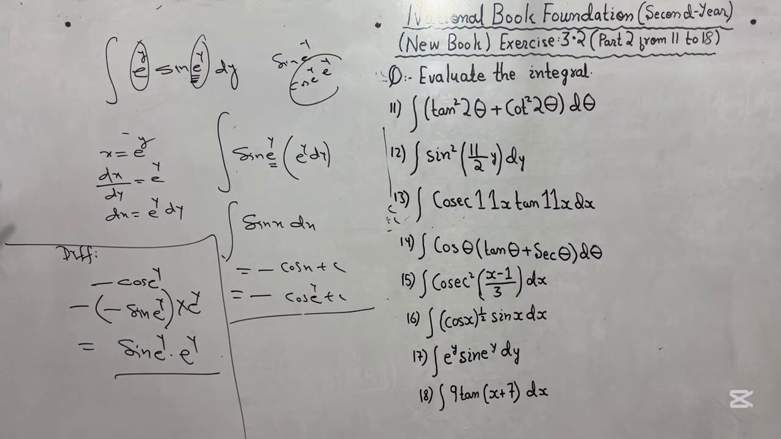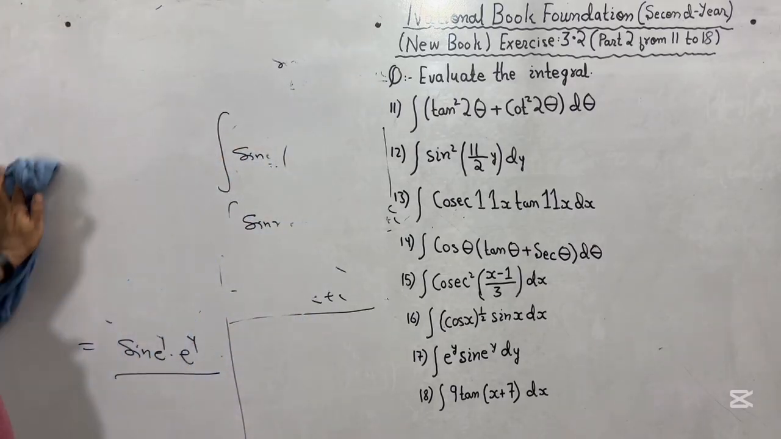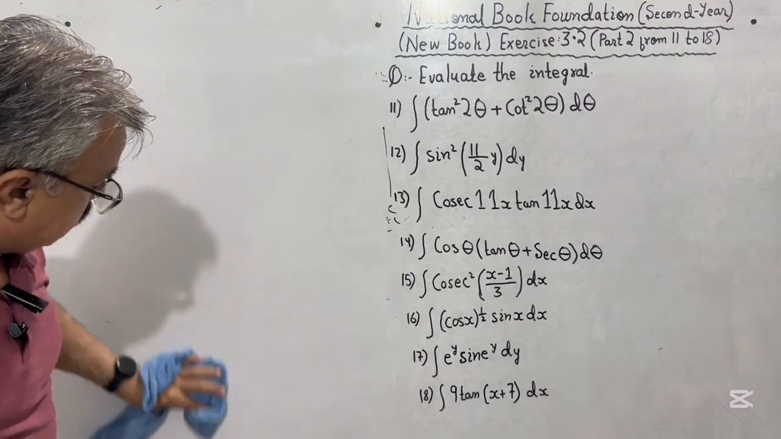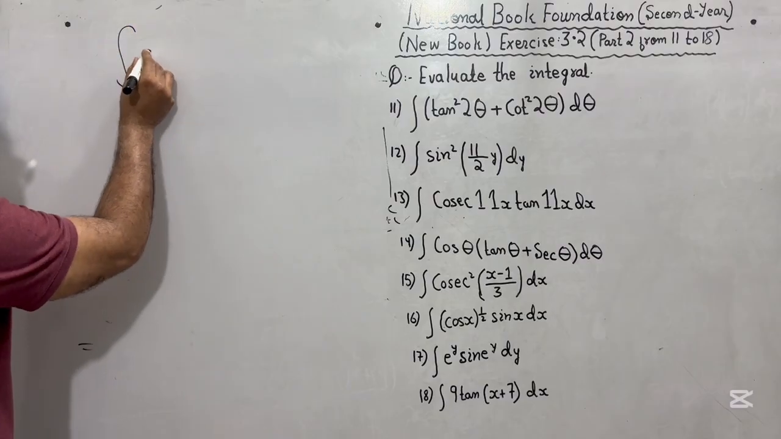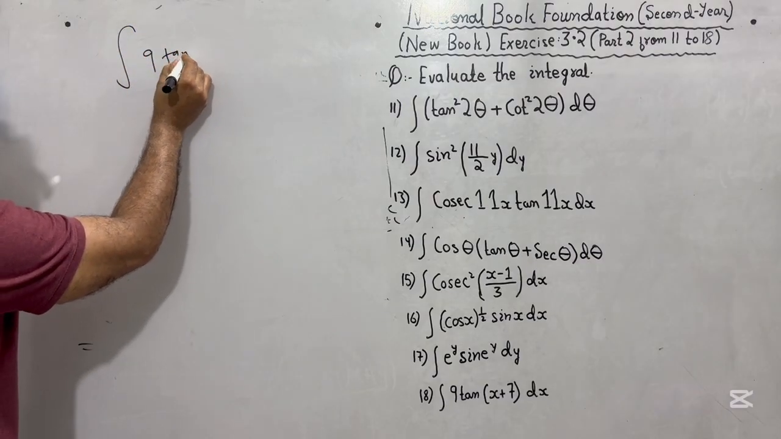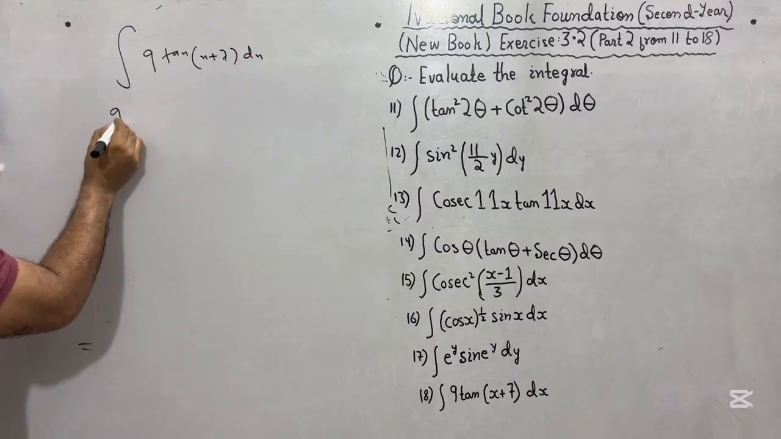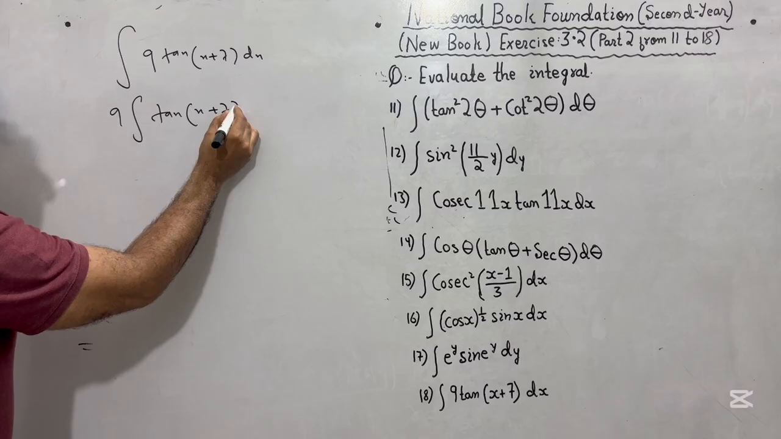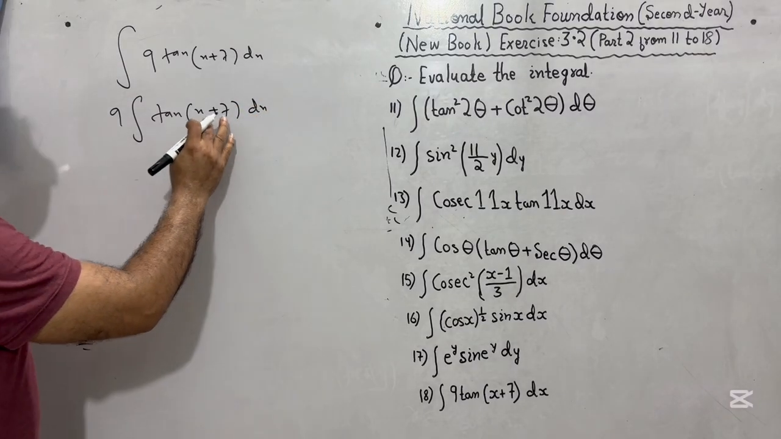Okay. Our final question of today's frame, and the simple one too. We have already managed what is the integration of tangent, that is ln sec, we have already proved. Let's discuss this again. Integration 9 times tan x plus 7 dx, 9 outside, tan x plus 7 dx. Here the angle is a little bit complicated.